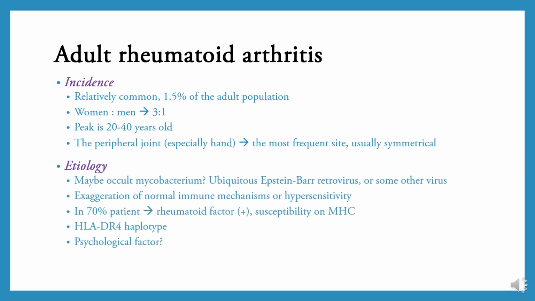The etiology of rheumatoid arthritis in adults: it could occur due to occult mycobacterium or the ubiquitous Epstein-Barr retrovirus or some other virus. There is an exaggeration of normal immune mechanism or hypersensitivity. In 70% of patients, there is a positive rheumatoid factor and also susceptibility on MHC. There is also a genetic factor, the HLA-DR4 haplotype, and it could also occur due to psychological factors.